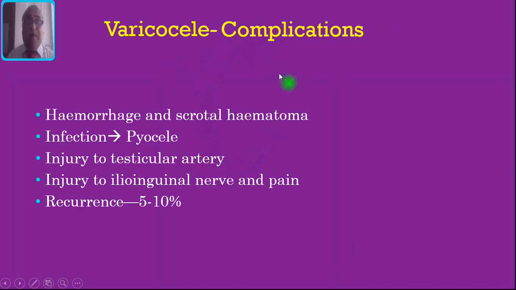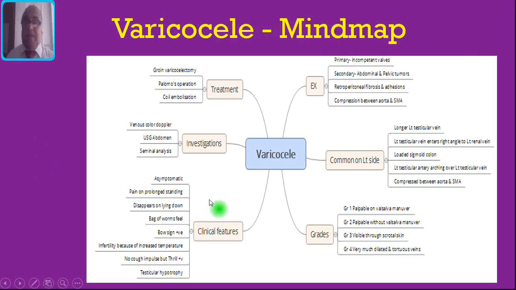So what are the complications of varicocele? It may be hemorrhage, ultimately that will produce a scrotal hematoma, or infection that will result in pyocele, injury to the testicular artery, injury to the ilioinguinal nerve that will result in pain, or in 5 to 10% of cases the varicocele may recur. So this is the mind map.